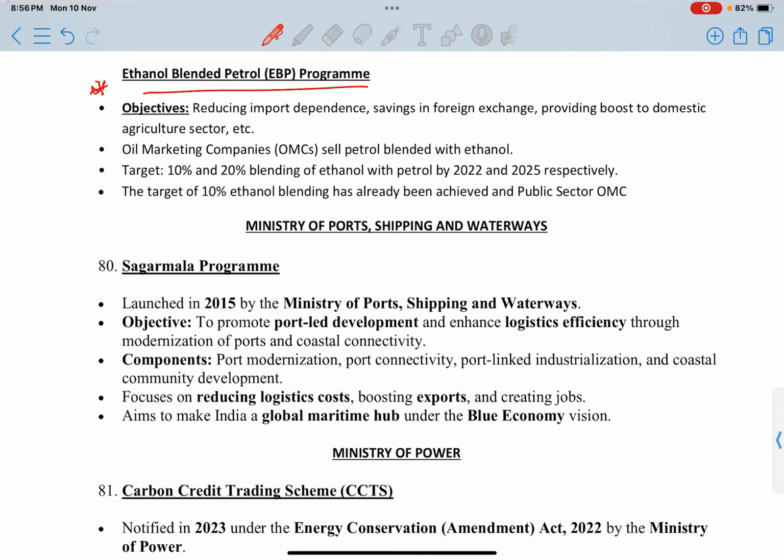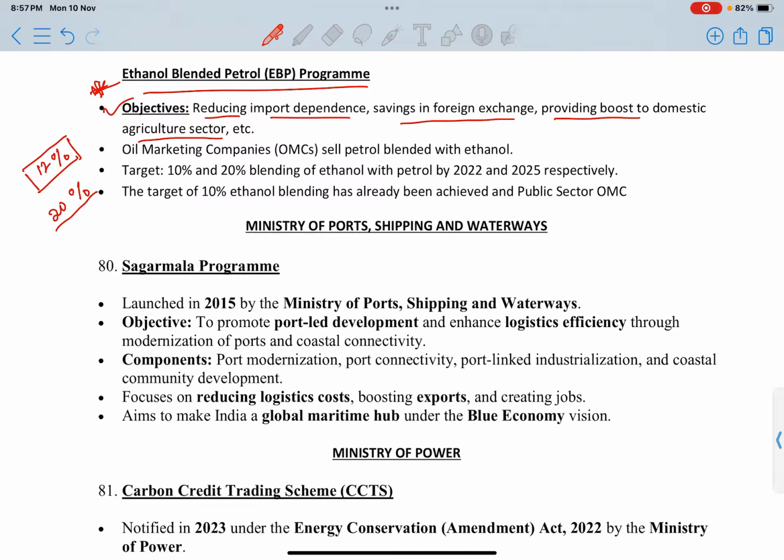Okay, next, ethanol blended petrol. So it is very much in the news. Again, it is very important because every other day you will hear in the news that ethanol is blended in the petroleum, and presently I think it is 12%, and the target of government is making 20%. Means in 1 liter of petrol, they will mix 20% of ethanol. Okay, what is the objective? Reduce import dependence, saving in foreign exchange, providing boost in the domestic agriculture sector.